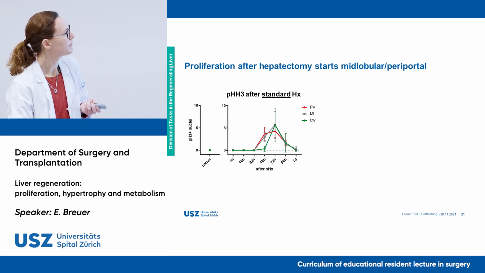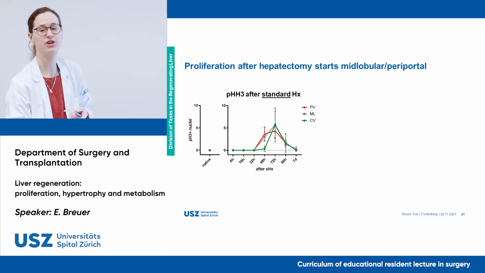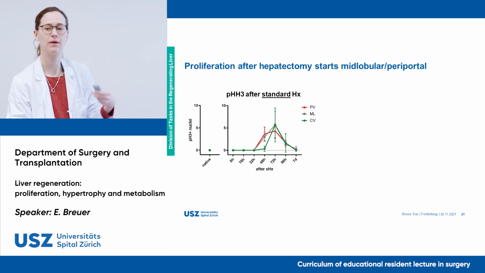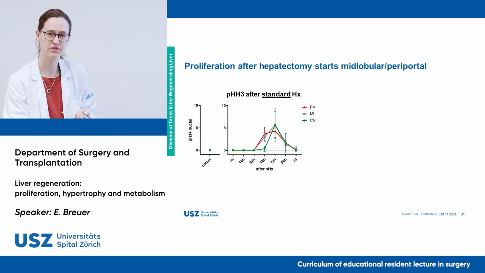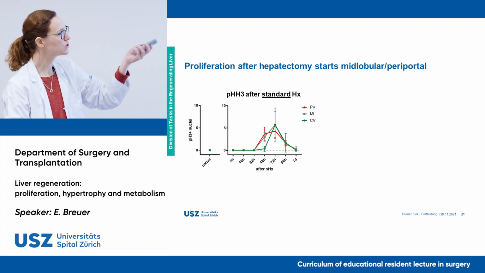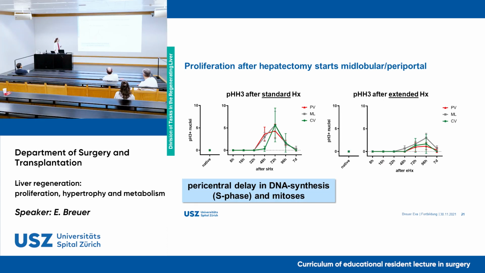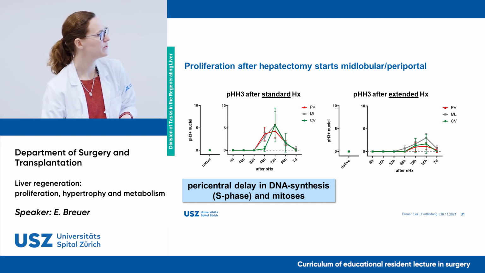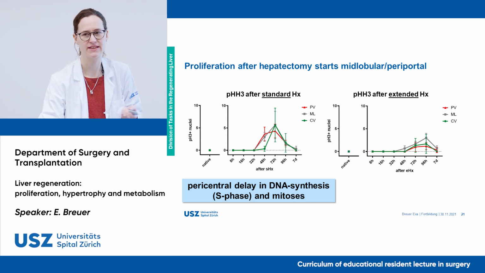And by that, we were able to see that if we take a look at the zonation, in red are the portal cells, so the cells around the portal vein. We have the gray ones, which are the midlobular cells, and they enter the cell cycle a bit earlier than the pericentral cells. So we saw here a delay of the pericentral cells to get into the cell cycle, and also for the mitosis. This was for the PCNA, but also for the phospho-histone H3. Then if we looked at extended hepatectomy, we saw, as we expected, fewer cells entering mitosis, but also a little bit of delay. So these cells started later in the cell cycle.